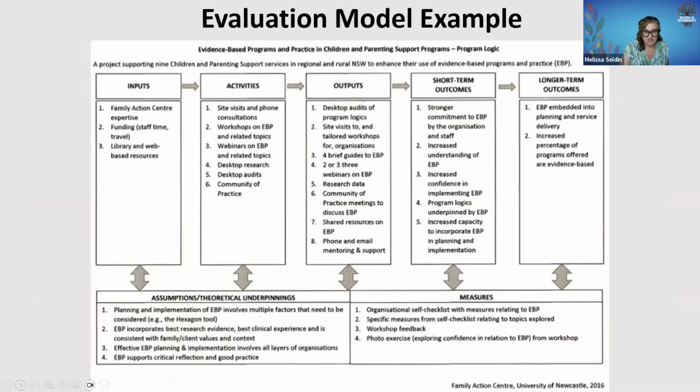So here is an example of an evaluation model or a logic model. You may have seen, I'm sure you guys have seen these before. It's fairly linear. It seems like everything, once you've got your inputs, then you do your activities, you'll get your outputs, and that'll automatically lead to the short-term outcomes. For those of you who have been involved in evaluations, you know that that's not typically how it works. The next slide, please.